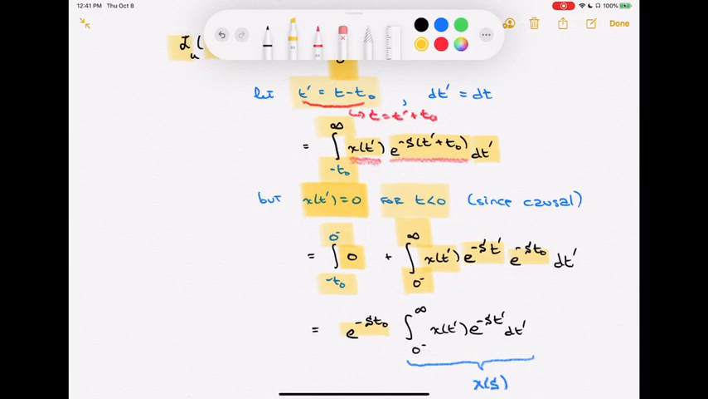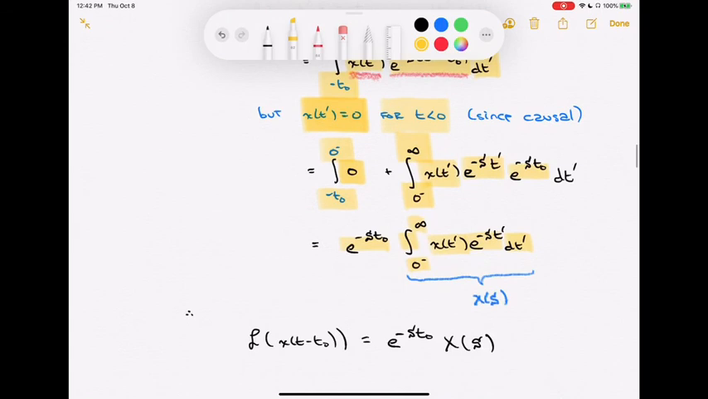Integral of 0 was 0, so I didn't have to worry about that. And what's left, I have an integral from 0 to infinity of a signal times e to the minus st prime dt prime. That's just by definition the Laplace transform of x, so I'm going to know that that's x of s, and that finishes out the proof. We have shown that the Laplace transform of this delayed signal, x of t minus t naught, is just this complex exponential weighting my original transform.